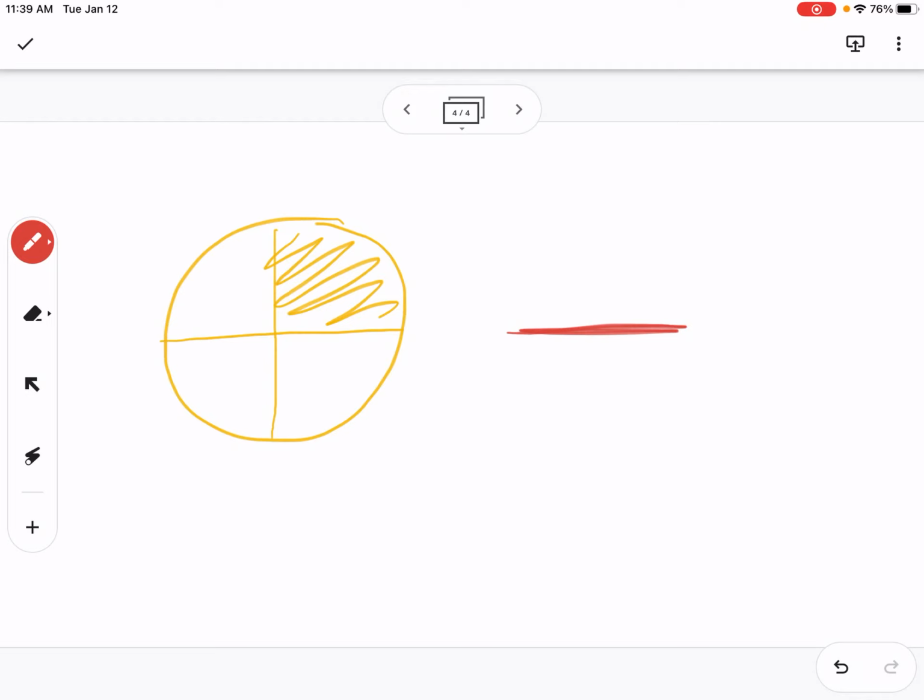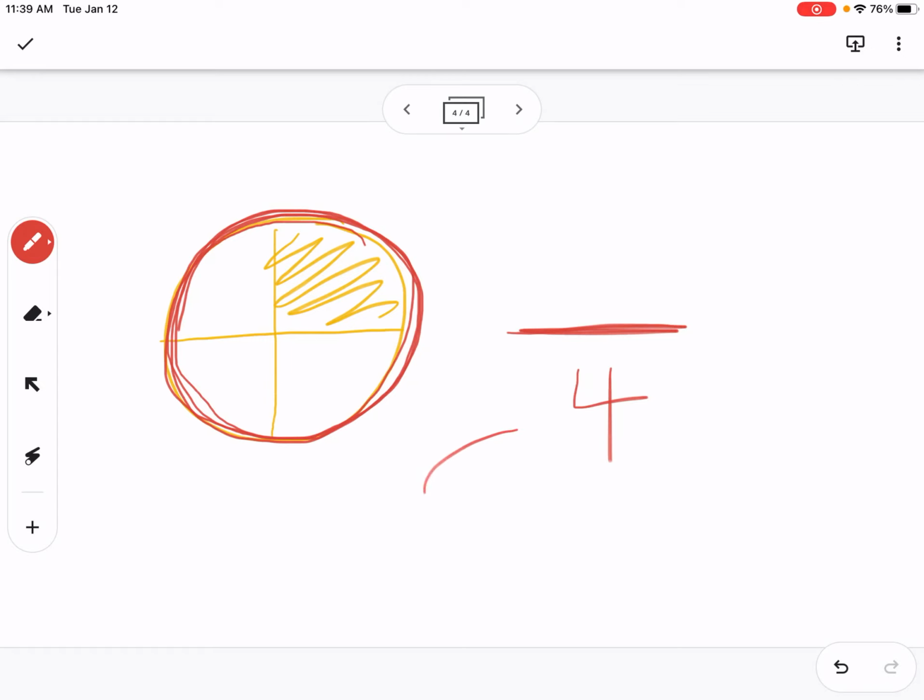So the bottom number, again, it's called the denominator, but what does it mean? It means the number of parts that it takes to make one whole. So I'm using the red line to circle the pizza. How many pieces does it take to make that one whole? Well, I've cut it into 4. So one whole pizza has 4 slices in it. So the bottom number here is 4. 4 pieces to make one whole.